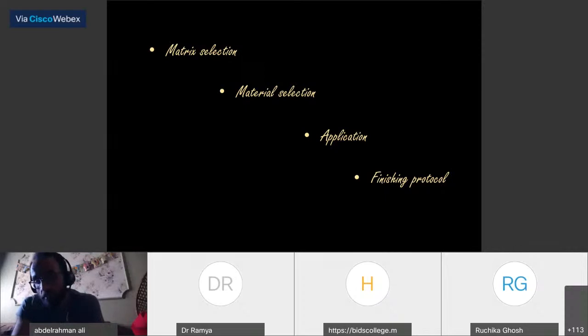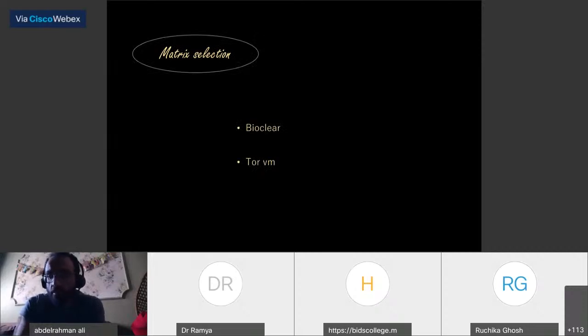Also for the polychromatic, by the way, some people do enamel and dentin very good, and when they do the finishing, they mess up all the filling that they have done. So the finishing is very important. I'm using Biclear and Tourvein.